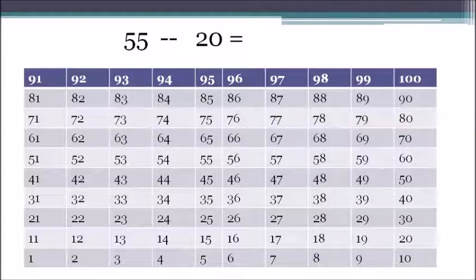And in case of 2 tens, how many steps do we have to take towards down? 2 steps towards down. Let's reach 55 first. Then 55 minus 20. We know 20 has 2 tens, so we have to take 2 steps down in that column. When we take 2 steps down, we will reach 35. So the answer will be 35.